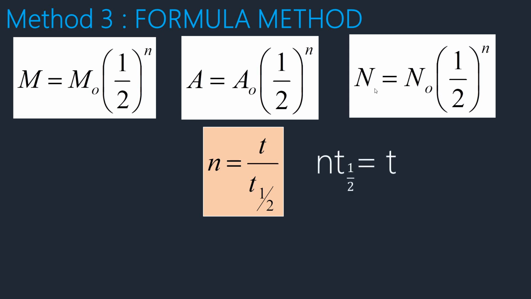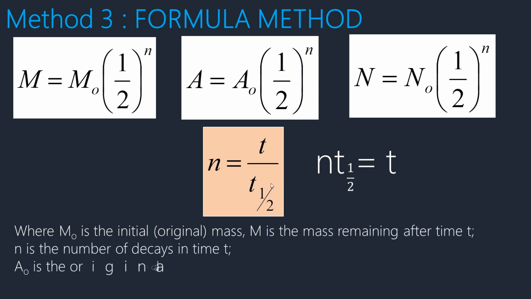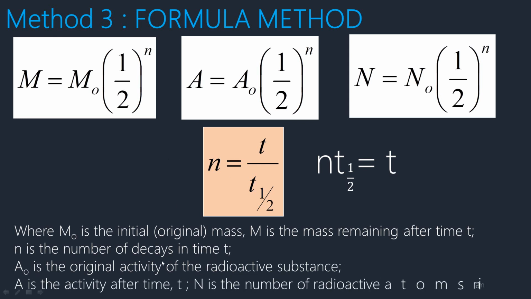From this formula, you remember that we quoted, you get n is equal to T over T1/2. Now, m naught is the original mass, m is the mass remaining after time t, n is the number of decays or integrations in time t. N naught is the original activity, A is the activity remaining after time t, and N is the number of radioactive atoms in a material.